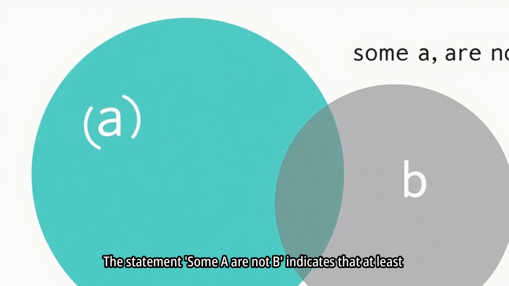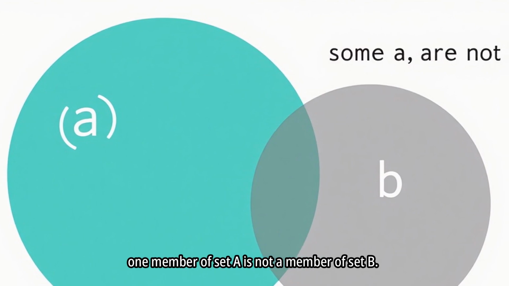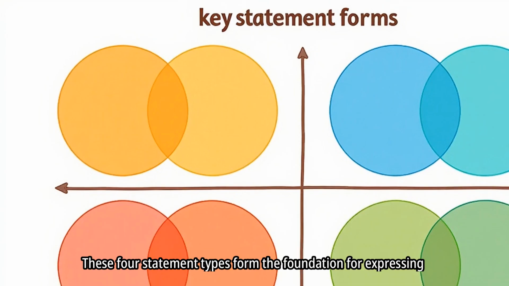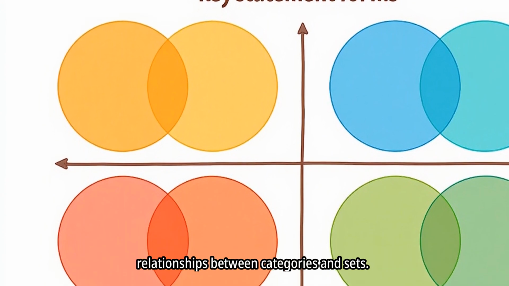The statement some A are not B indicates that at least one member of set A is not a member of set B. These four statement types form the foundation for expressing relationships between categories and sets.